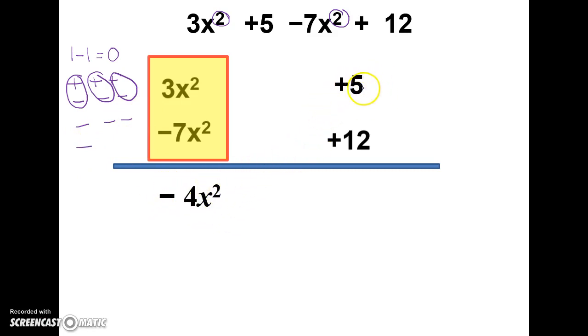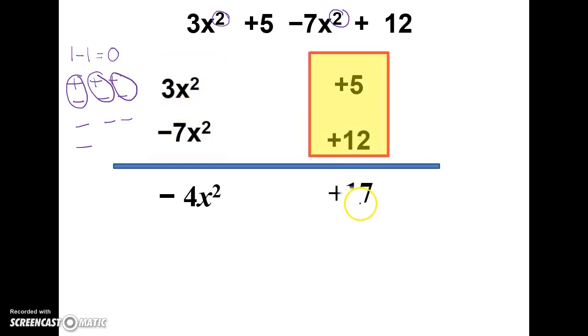Here I'm just dealing with positives. If you want, you can make 5 positives and 12 positives and count that up. It won't cancel out, but 5 and 12 make, you got it, 17. So there's another one. Not too bad. Let's get going.